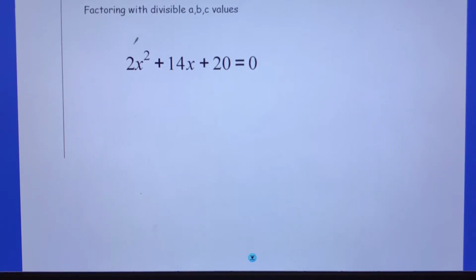Alright, so if you notice the numbers 2, 14, 20, and 0, everything's divisible by the front number. The reason we want to make it divisible by the front number is so that this can be 1 and we can do the regular factoring as we did. So divide everything by the front number, even the 0 just to make it look even, so it's going to be x squared plus 7x plus 10 equals 0.